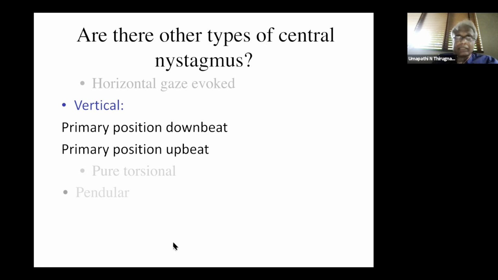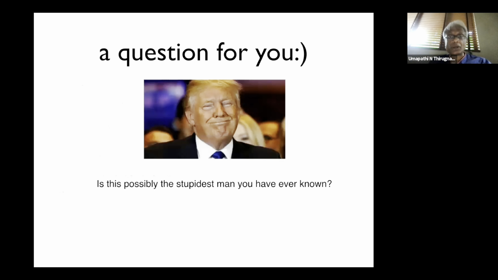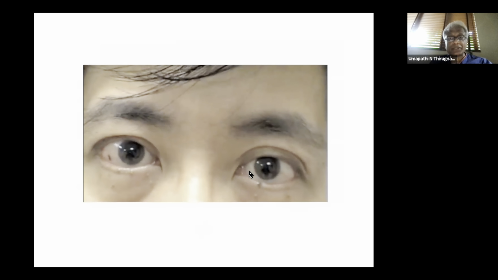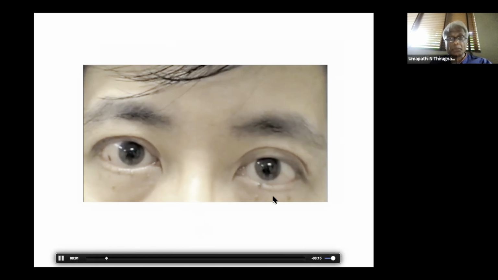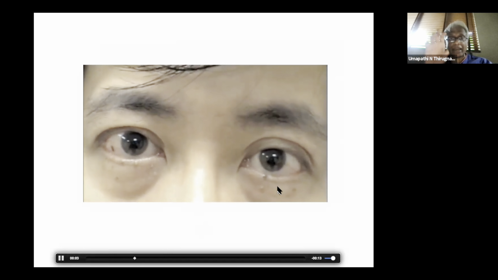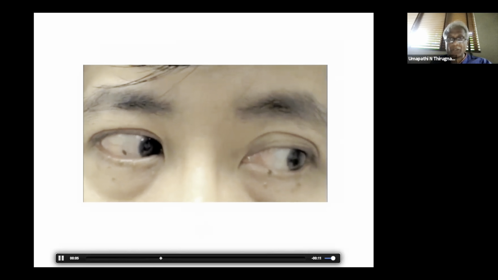Its mechanisms are beautiful to explain also, but as I said before, it will take me another half an hour to explain, and perhaps we don't have to go to that level of detail because it's not common. So this patient, you can see at primary position, it's already beating down. Boom, boom, boom, like a ping pong ball, it's beating down. So this is what we refer to as a primary position downbeat nystagmus.